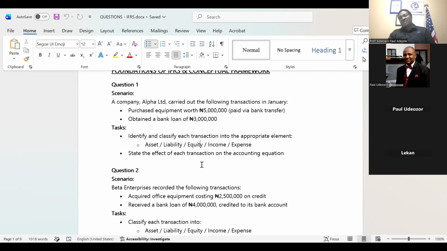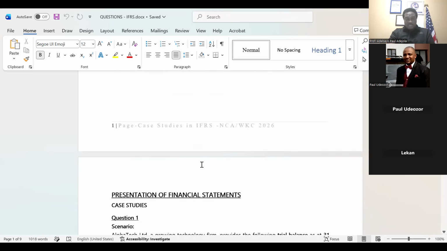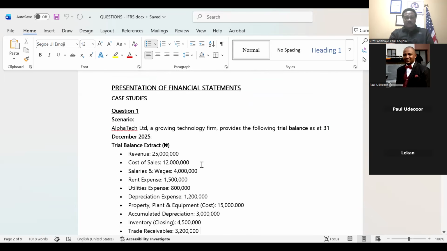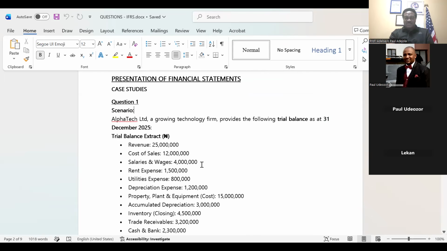Income, expense. Here we are asked to identify and classify each transaction into the appropriate element. Purchase equipment worth 5 million, they just expect you to say, is it an asset? Is it a liability? And if you say it's an asset, is it current or non-current? And the rest. So there's nothing to do here. Let's go straight to the one that will require those templates.